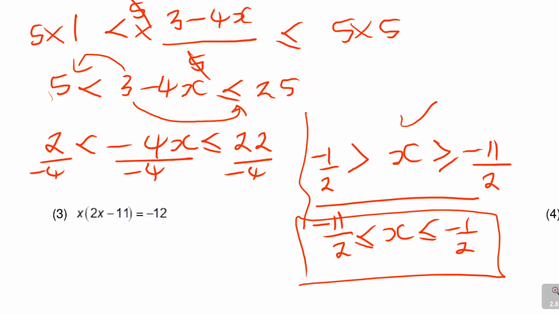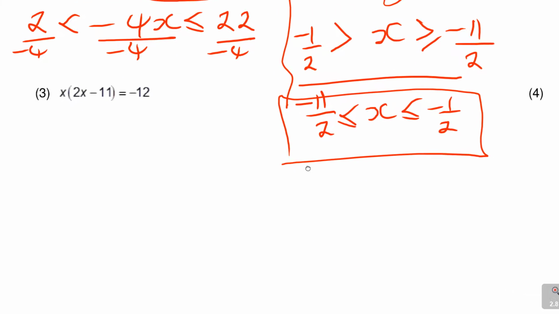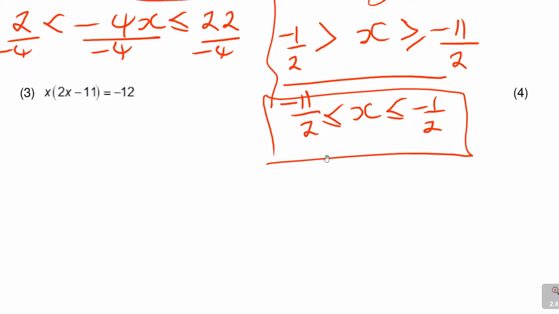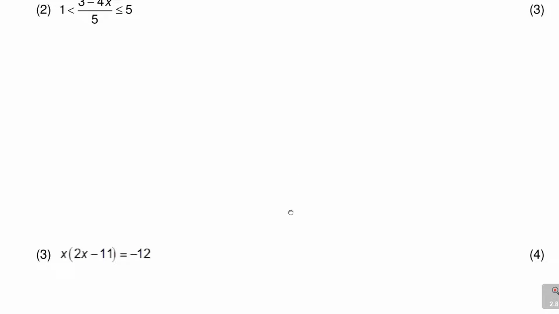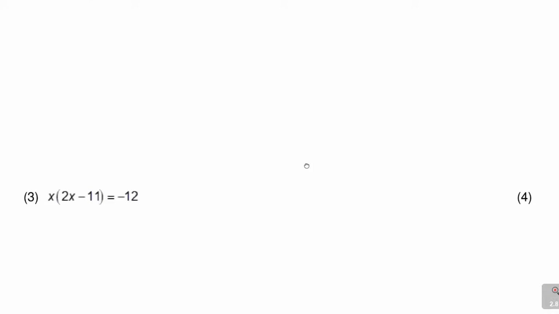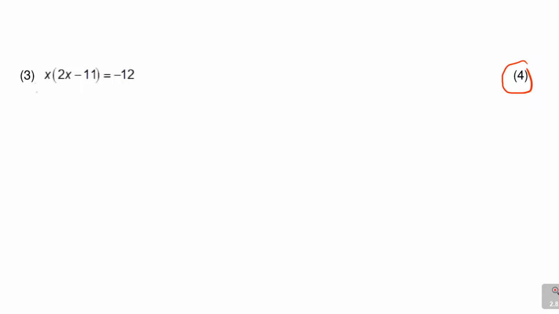Alright. And then the next one, 4 marks. I don't know why they made this question 4 marks. I mean, the inequality is 3 marks. This is 4 marks. Okay, it means you must expand first. Maybe that was the reason.